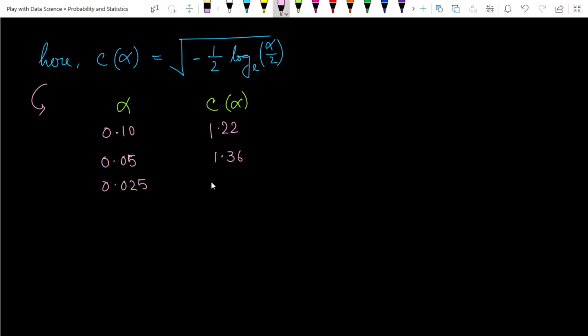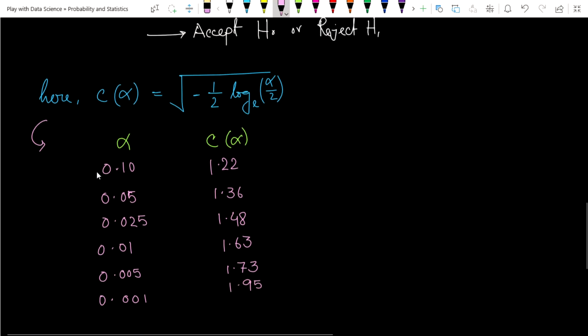If you put 0.025, then you will get 1.48. If you put 0.01, then it will be 1.63. We will put 0.005, which means the significance level. These are the actual significance level or confidence level. For 0.005, it will be 1.73, and if it is 0.001, this will be simple.